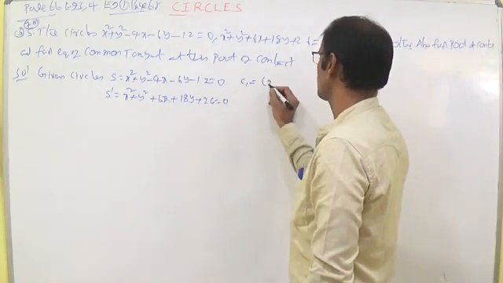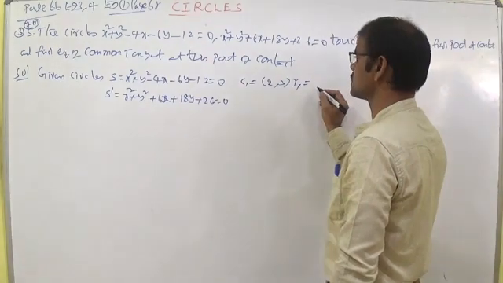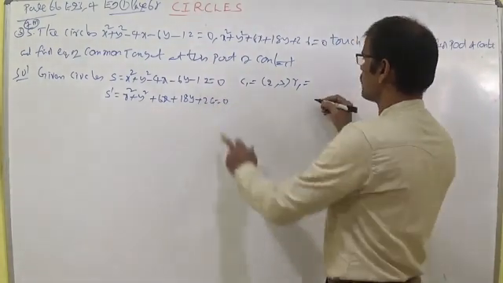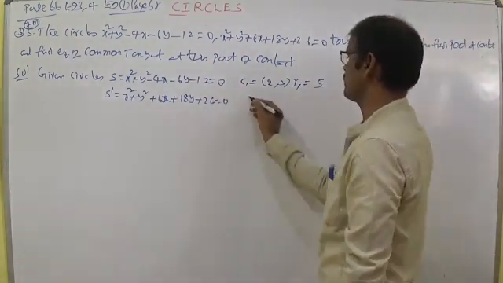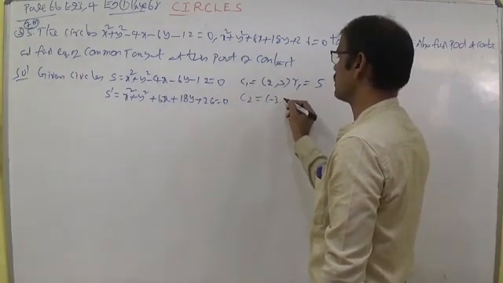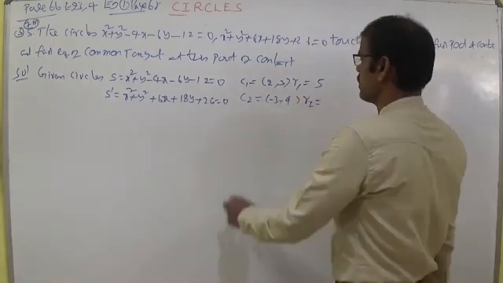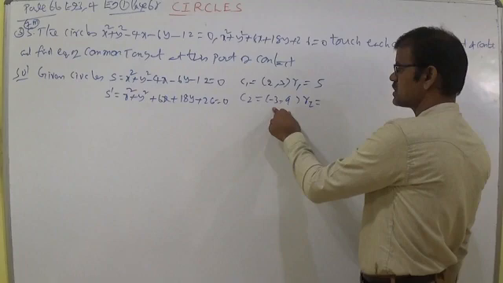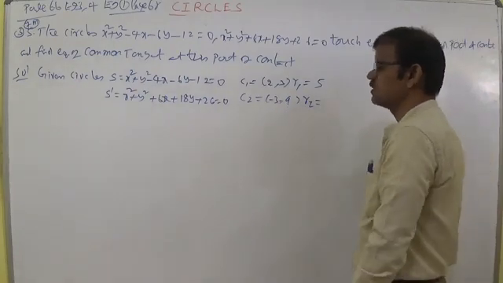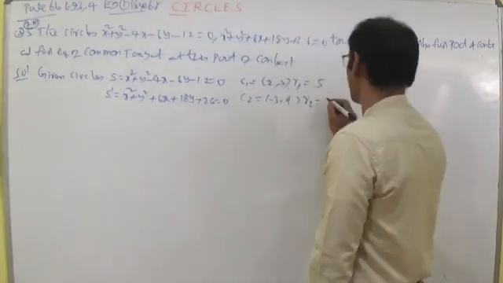C1 is equal to here 2 comma 3. R1 is equal to root of g square plus f square minus c. So 4 plus 9 plus 12 over root, it is 5. So C2 is equal to here minus 3 comma minus 9. R2 is equal to root of 9 plus 81 minus 26. 9 plus 81 is 90, 90 minus 26 is 64, root of 64 is 8.